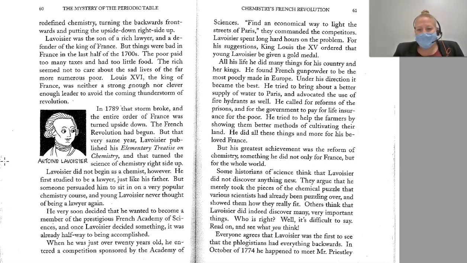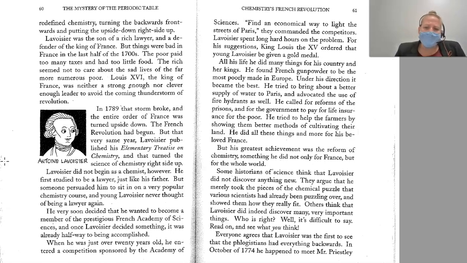But his greatest achievement was the reform of chemistry, something he did not only for France, but for the whole world. Some historians of science think Lavoisier did not discover anything new. They argue that he merely took the pieces of the chemical puzzle that various scientists had already been puzzling over and showed them how they really fit. Others think that Lavoisier did indeed discover many things, very important things. Who is right? Well, it's difficult to say. Read on and see what you think.